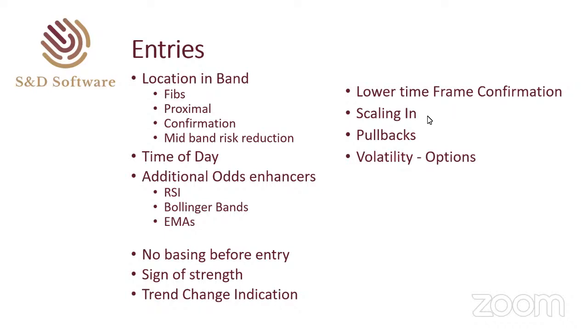And then some people like to scale in. They might get their first contract at the proximal and might get the second contract deeper in, so that they can reduce their risk. And some people really like looking at those quick pullbacks for entries as price changes direction. And then, of course, if you're an options player, one of the key things you're looking at is the volatility. So as we've talked about, there's a lot of different strategies for entries.